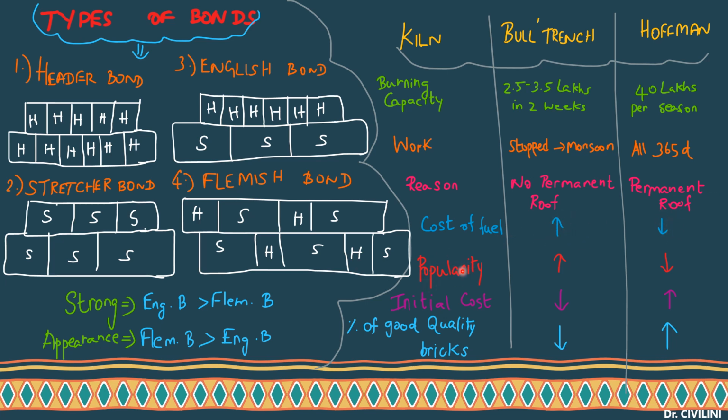Popularity wise, Bull's Trench is more popular because the initial cost is very less. The Hoffman's popularity is less because the initial cost will be huge, as you need to construct a permanent roof to protect your manufacturing process from rain or other wind conditions. Next is percentage of good quality bricks. The percentage of good quality bricks is very low in case of Bull's Trench, but the quality is high in case of Hoffman production.